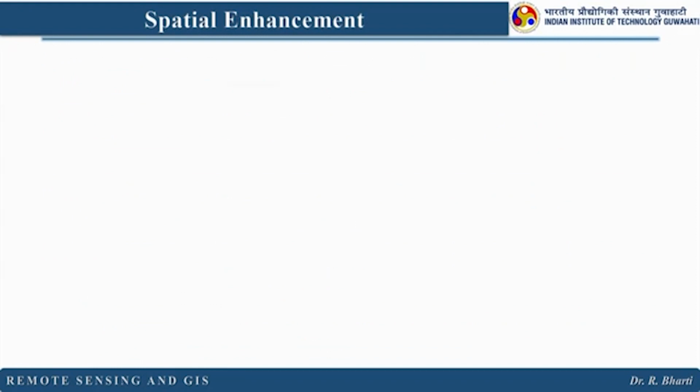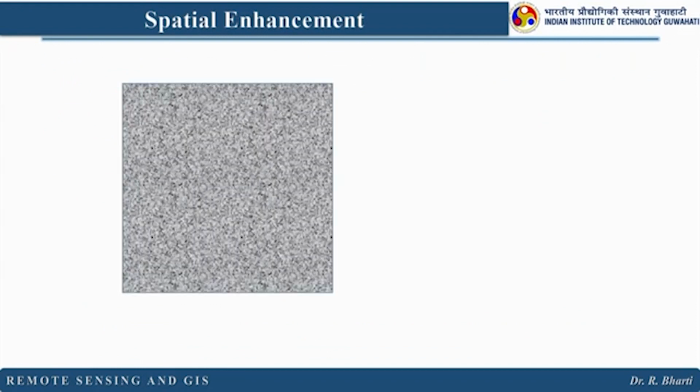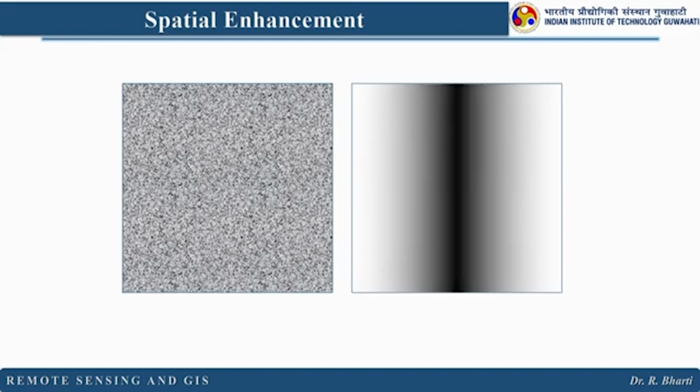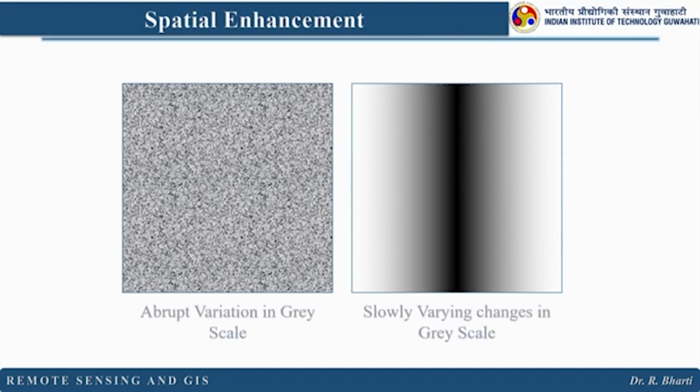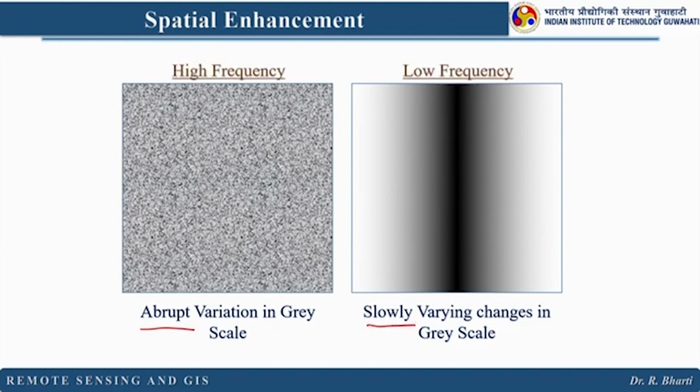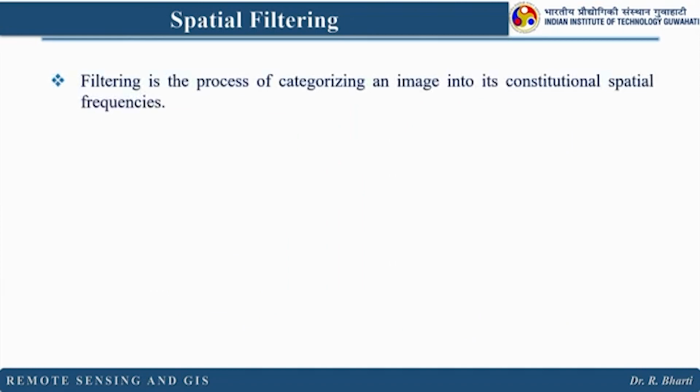Let us see some examples. Here is one example where the tones are changing abruptly, and in the second case it is changing slowly. This one is abrupt and this one is slow. Which one will be the high frequency image? This one, and this will be the low frequency image. Is it clear? Now, what do we mean by spatial filtering?